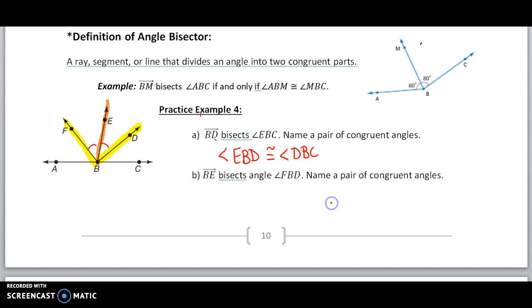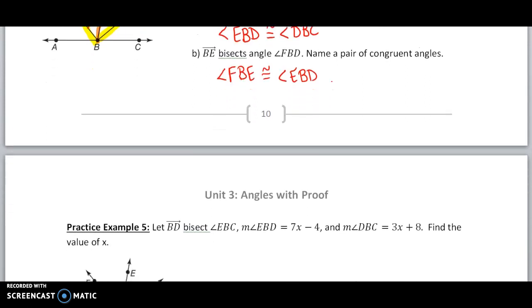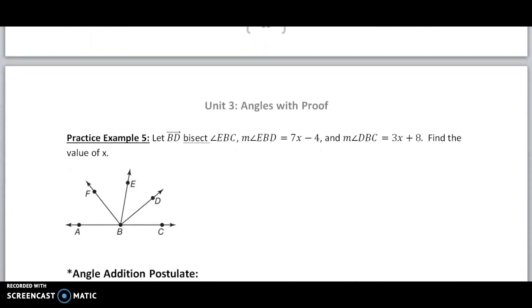Okay, so that means that angle FBE, so this one, F to B to E, is congruent to angle EBD, since the angle is cut in half. Okay, moving on. Again, pause if you need to process that a little bit more. That's what's great about a video.